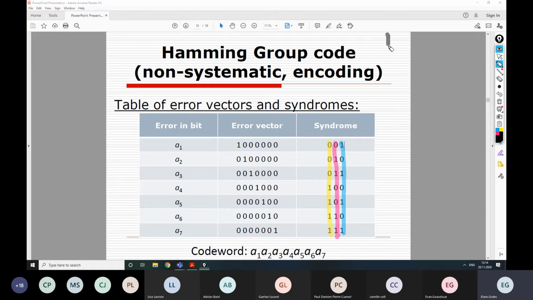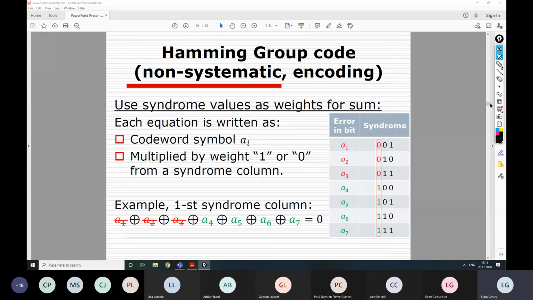Now, let's return to the case of m equal to 21. In that case, we would have r equal to 5, and we would need 5 columns, 5 equations. So, let's make our first equation. How is it formed? Basically, what we are doing is multiplying the symbol notation, yes, with a syndrome value in this column.